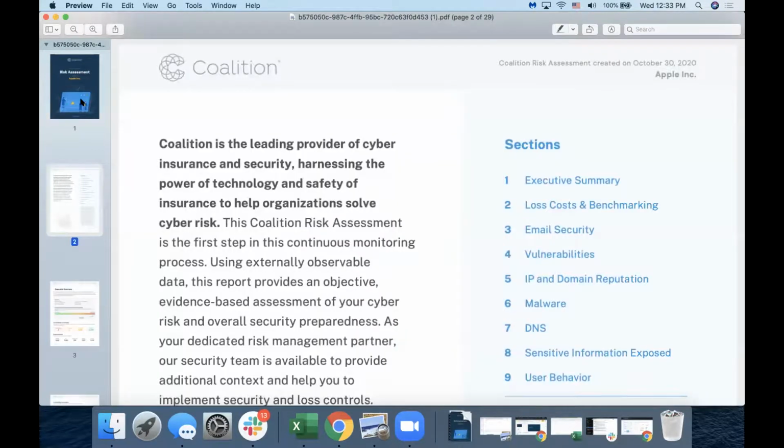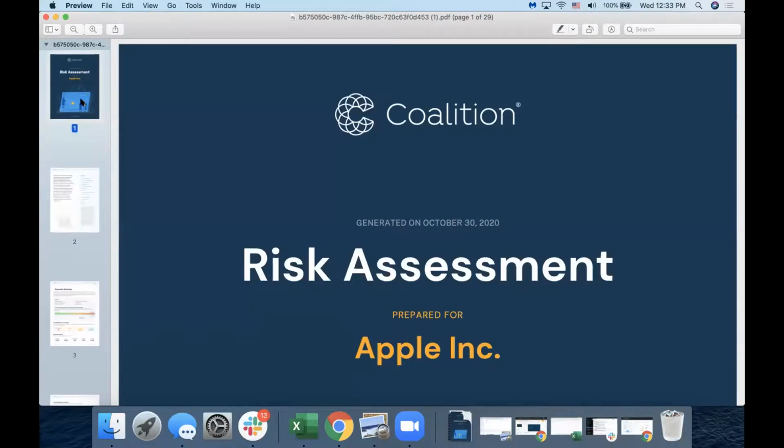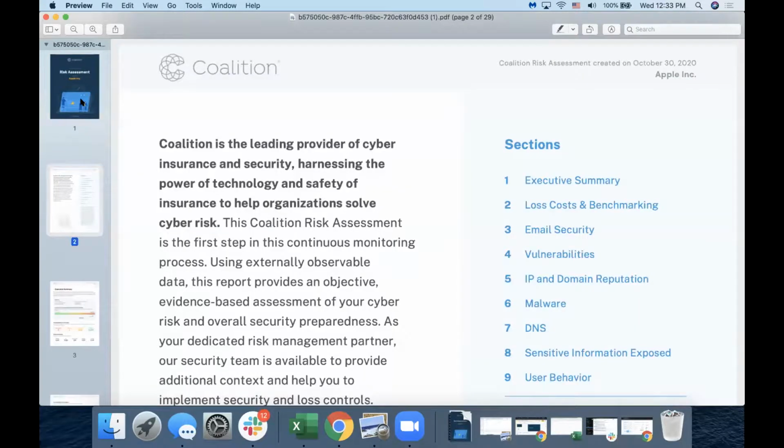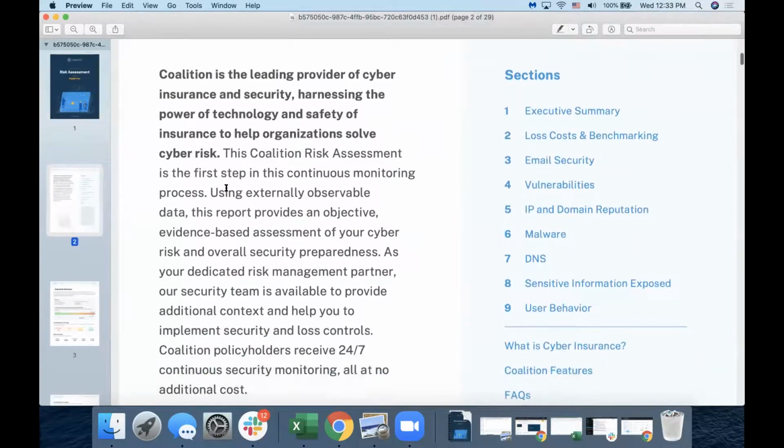All right, so just going through the report. Sorry, I should identify, this is a client-specific report, right? So this is specific to the company. This isn't generic information, and so it's client-ready. First of all, we show you the table of contents, and you can see the order in which we do this: an executive summary. We're going to talk about loss costs and benchmarking, and talk through email, vulnerabilities, and some other things.